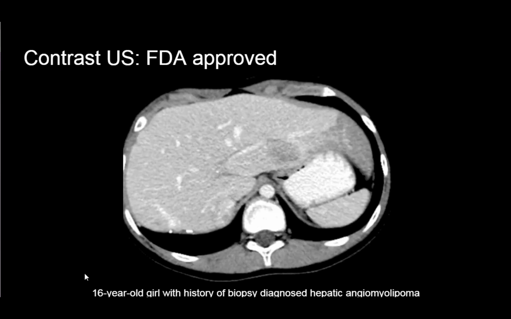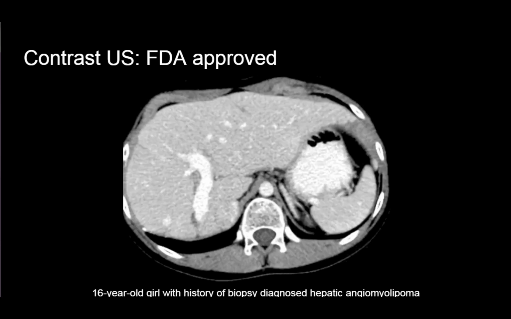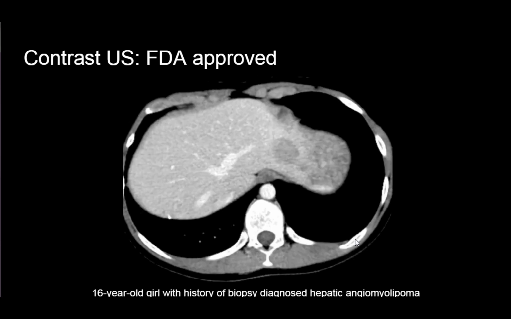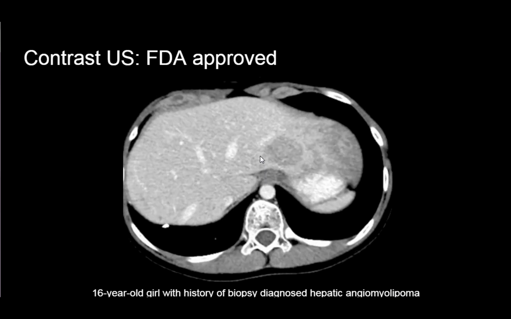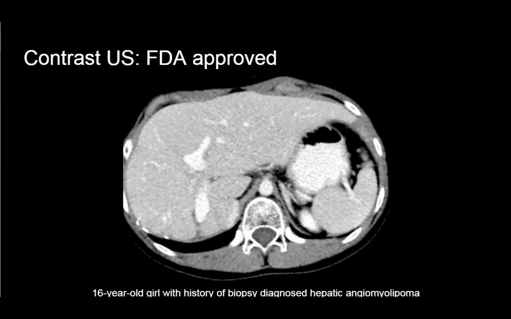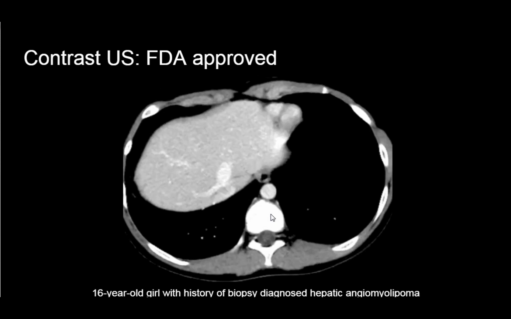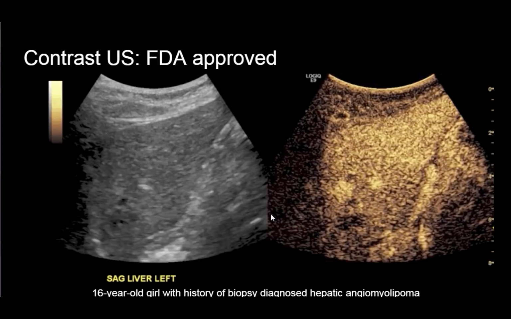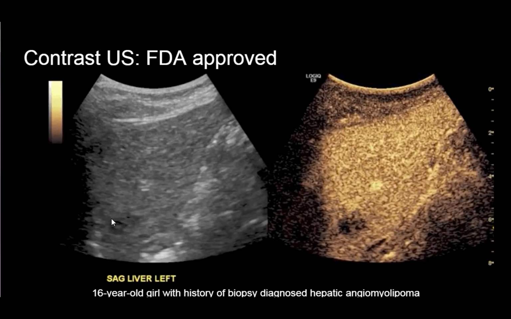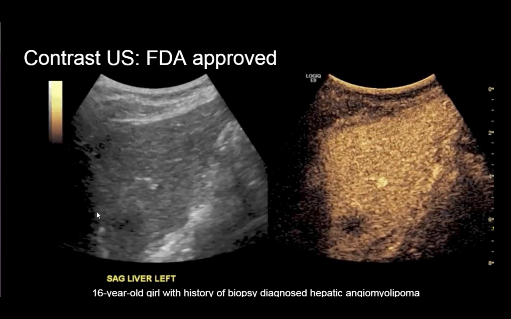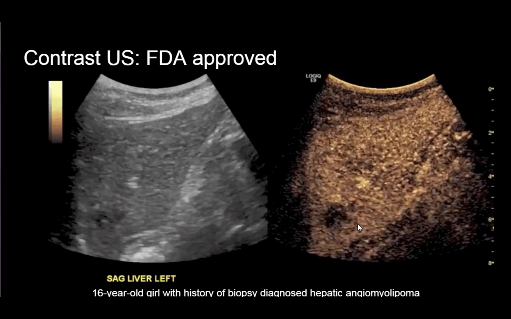Another study that we can do is contrast-enhanced ultrasound. It's FDA approved now for abdominal applications, for example, guidance of procedures like biopsy or ablation, and also characterization of lesions. Here's an example of a 16-year-old girl with a history of biopsy-proven angiomyolipoma. Here is the mass in the left lobe of the liver. Because this is a child, we want to limit radiation exposure for follow-up studies. So one option is to do a contrast-enhanced ultrasound. So here, on a follow-up routine evaluation, the mass is here. It's hypoenhancing, and it's smaller.